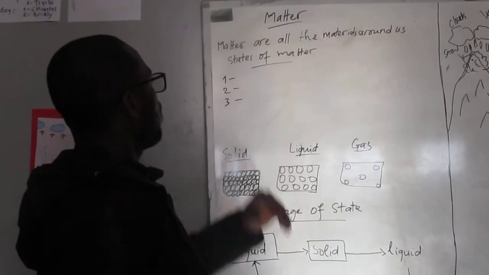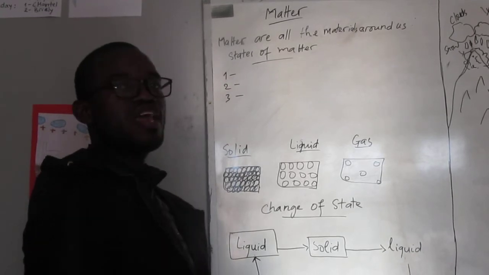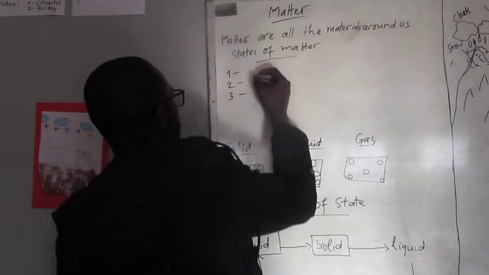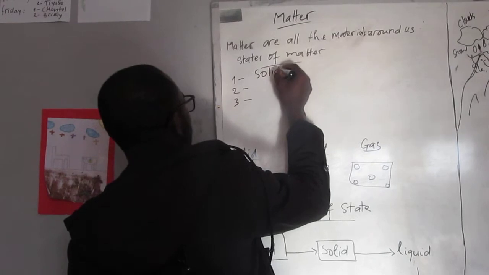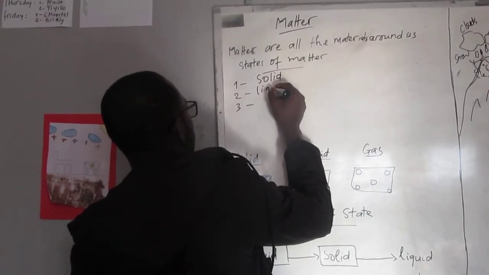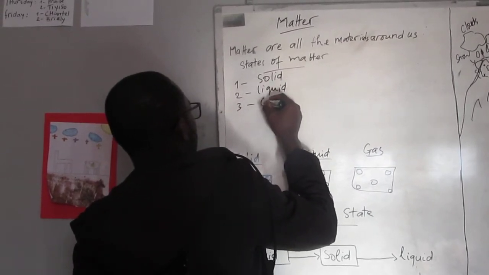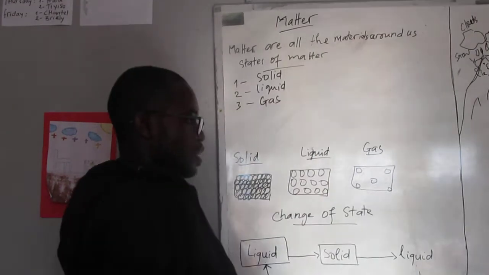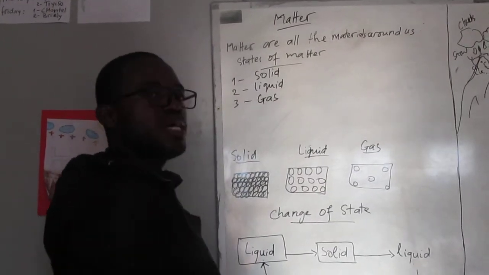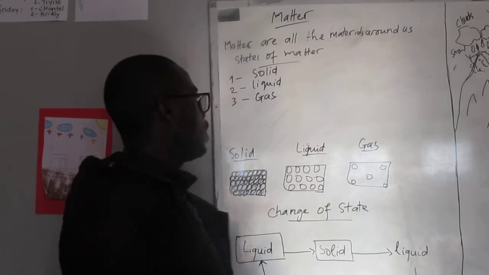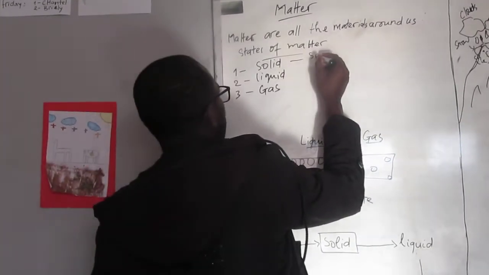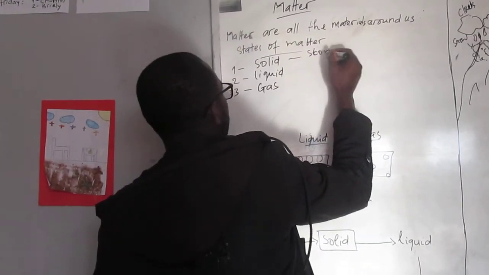And we have states of matter. We have 3 states of matter. That is solid, liquid, or gas. So around us here we have solid, and for solid we can say stone. We can take one example. We have stones.